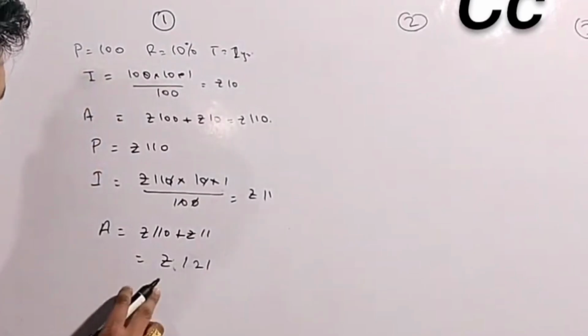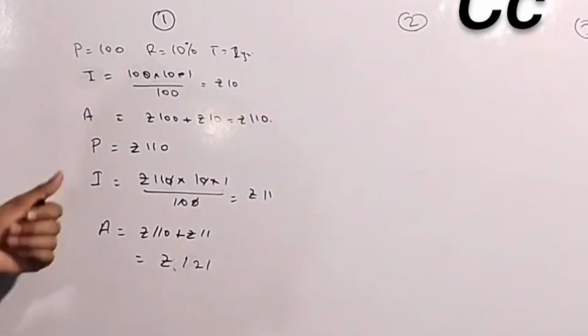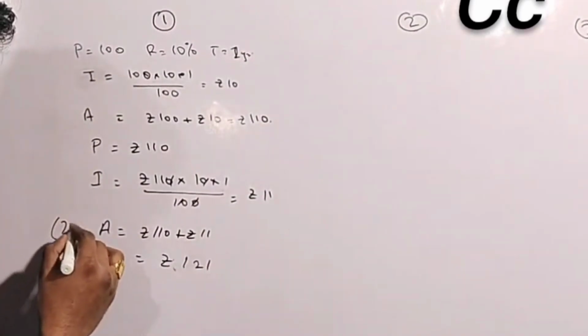Now this is the amount for the second year. This is the amount for the first year. And this is the interest for the first year, and this is the interest for the second year. Right.